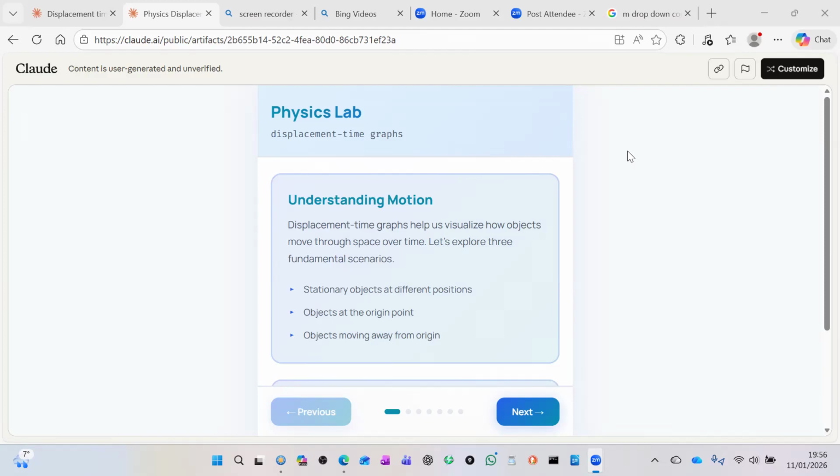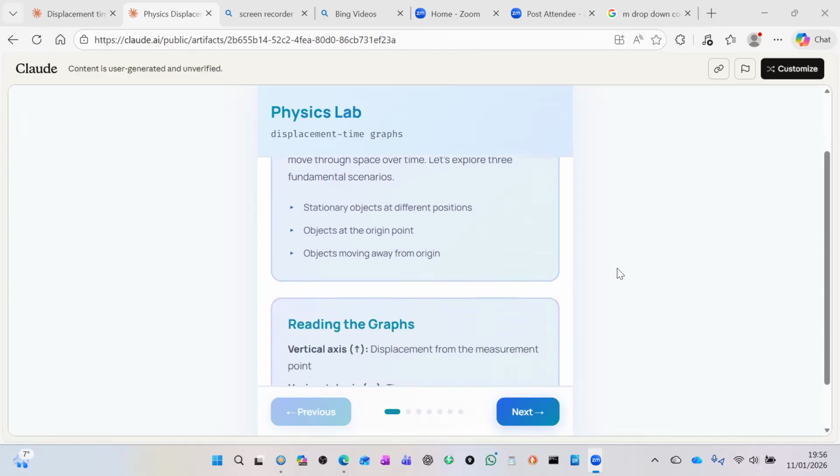This is a short video showing an animation that you can use yourself by clicking on a link below the description that explains how displacement time graphs are created and understood. There'll be a very similar animation and description of a velocity time graph. The displacement time graphs allow us to visualize how objects are moving through space.